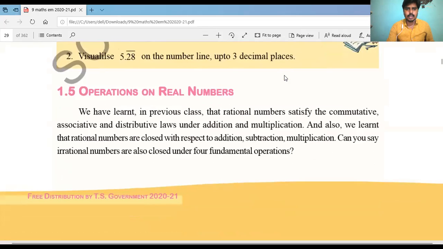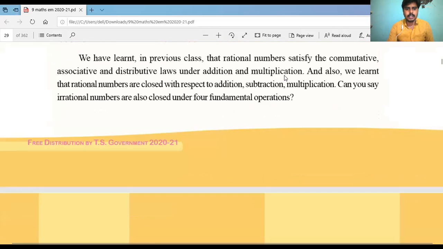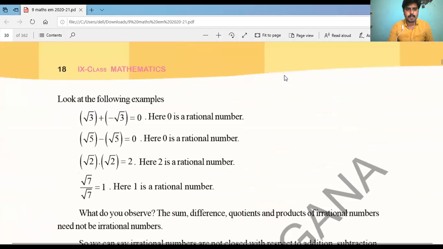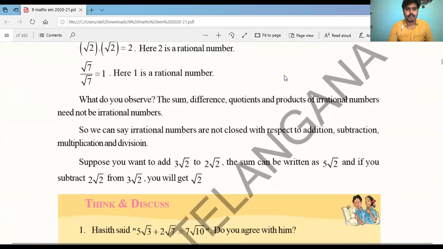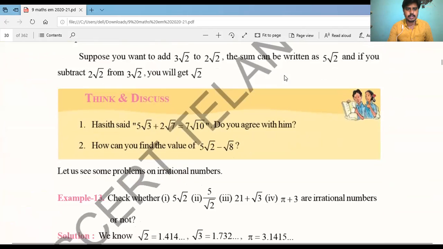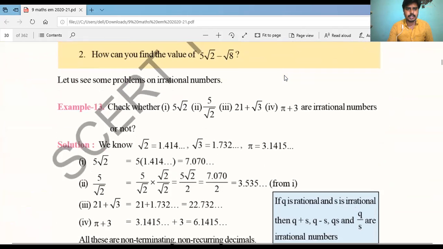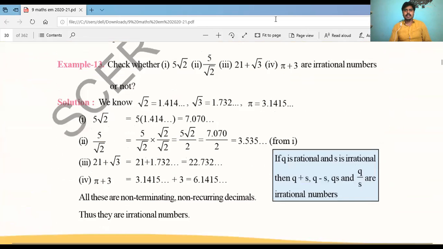Next topic. Operations on real numbers. We'll discuss all these things. Look at example number 13. Check whether 5 root 2, 5 by root 2, and 21 plus root 3, 4 pi plus 3 are irrational numbers or not. We have to verify them.